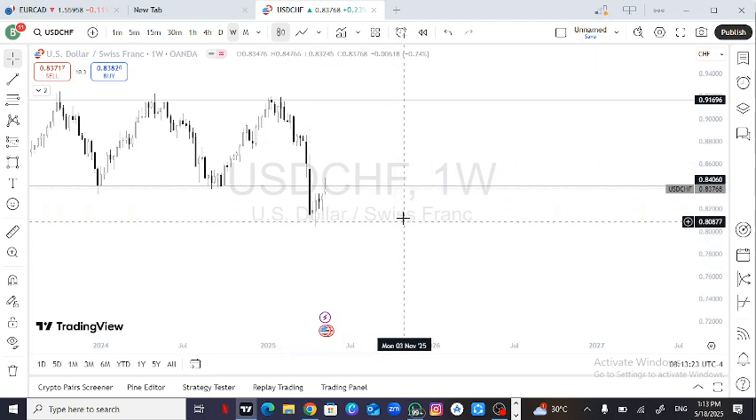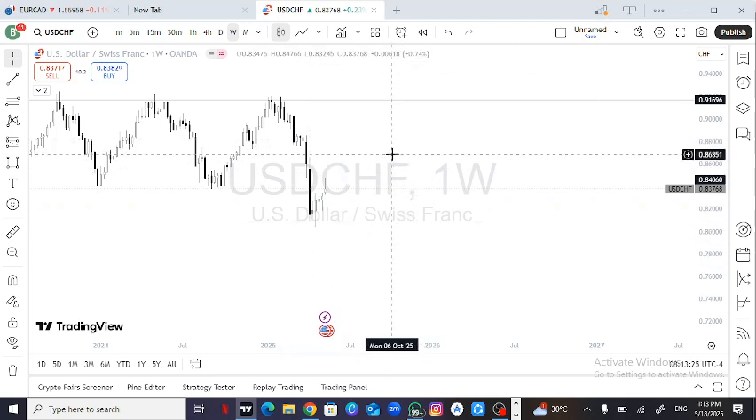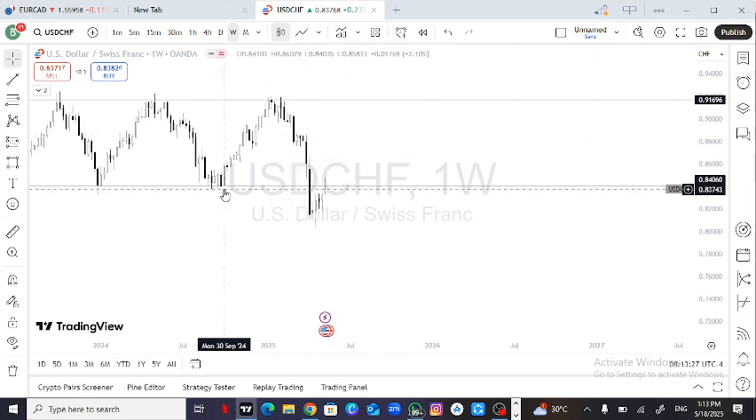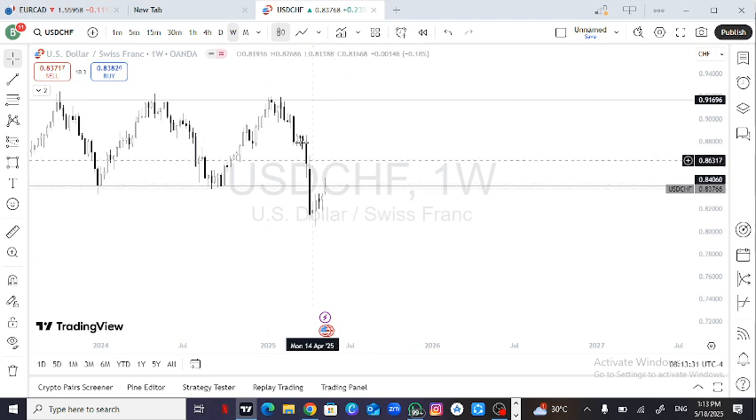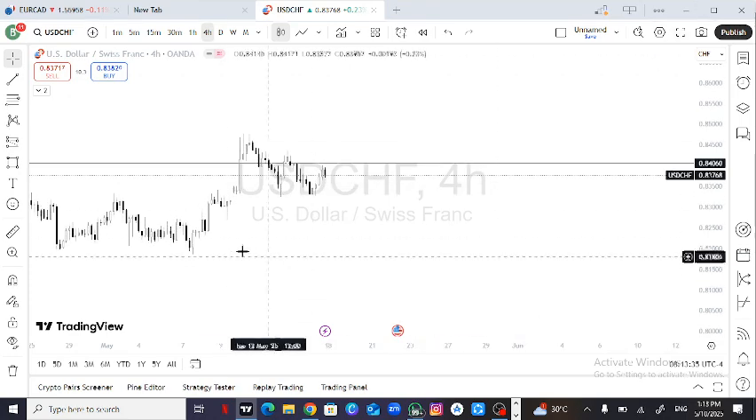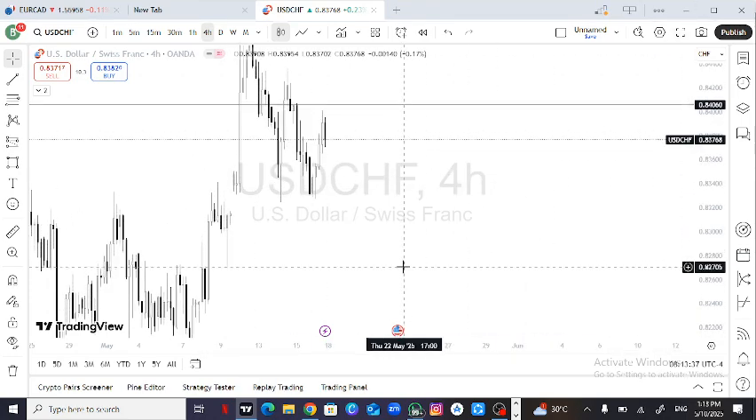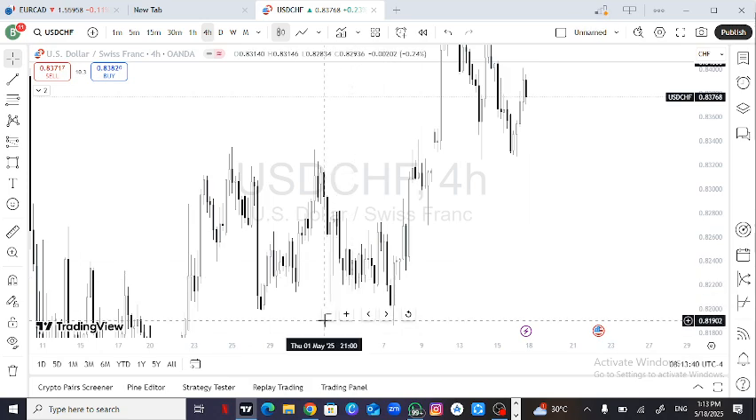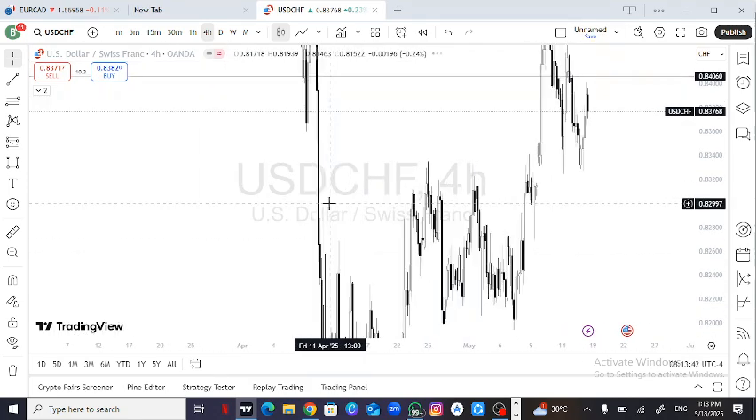Now, how do we look for entry? That is the main point. Since market might actually drop because it's a double top and a retest, how do we look for entry? So let's go down to the 4 hours time frame. This is where market is currently.